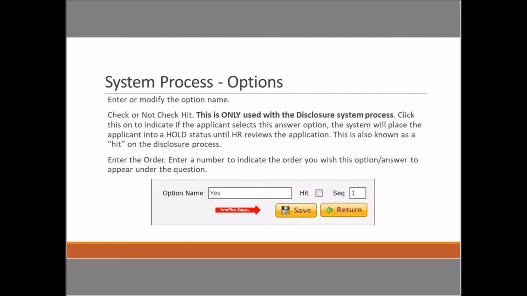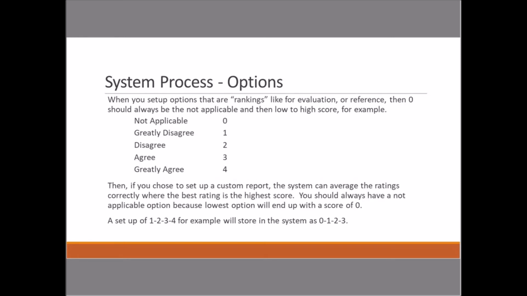And then this box is the sequence. So what's the order you want this option to be listed on the screen? The sequence actually plays a really important part when it comes to using custom reports. If you set up your form in a way that you want to collect maybe an average score on evaluations or a reference, you want to make sure that you set up your scores from low to high with not applicable being 0, so we don't count it in the data.